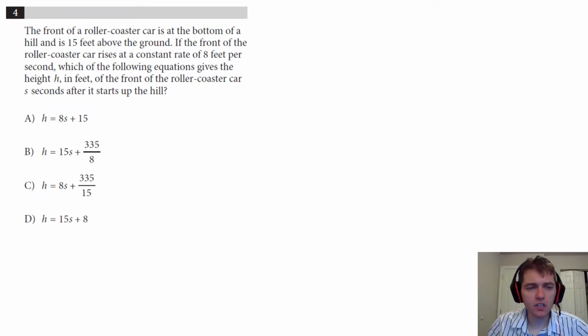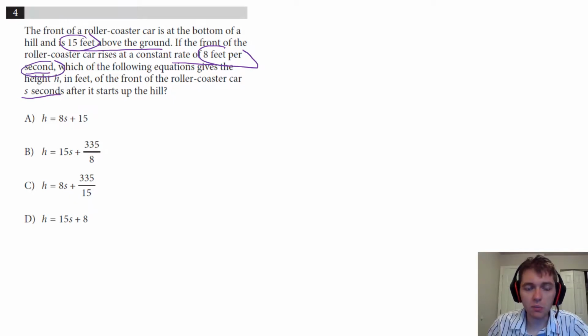Problem 4, they're saying the front of a roller coaster car is at the bottom of a hill and is 15 feet above the ground. If the front of the roller coaster car rises at a constant rate of 8 feet per second, which of the following equations gives the height h, in feet, of the front of the roller coaster car s seconds after it starts up the hill? So what they're giving you here is an initial condition of this 15 feet and a rate, which is a slope of 8 feet per second.